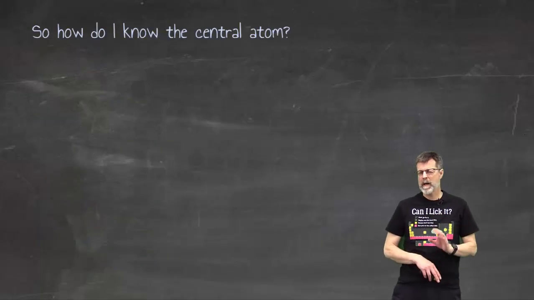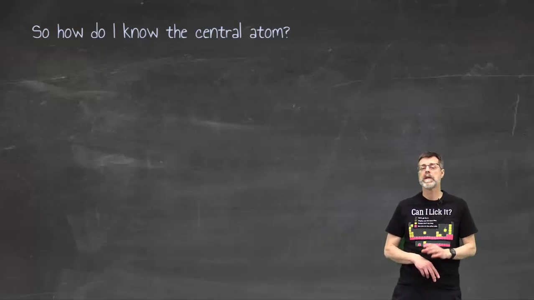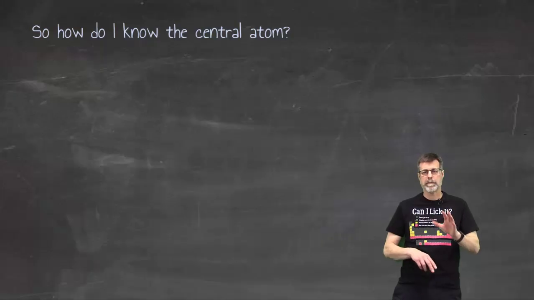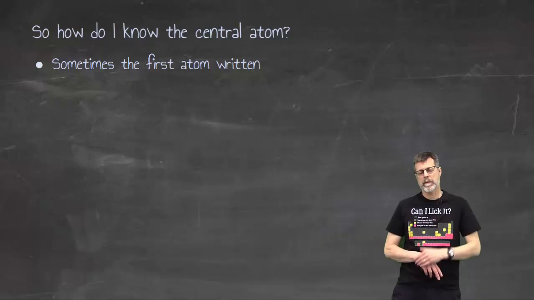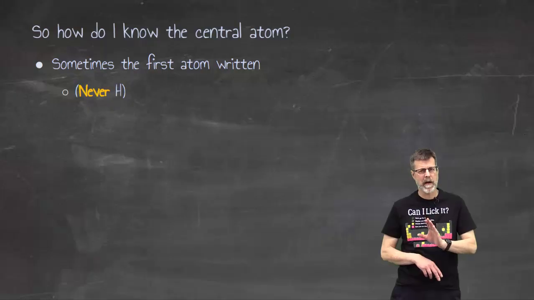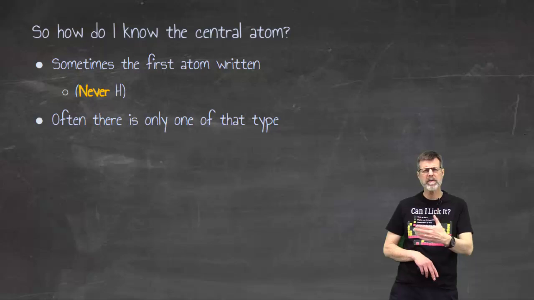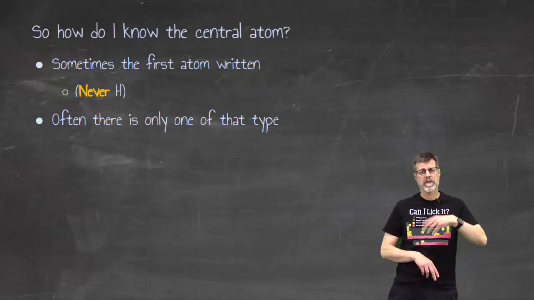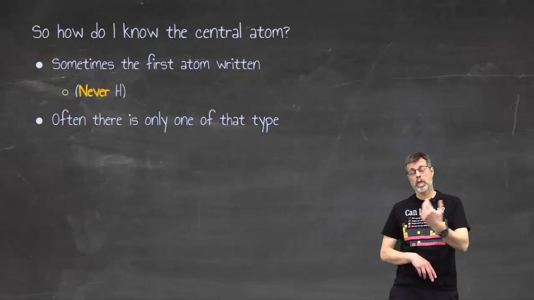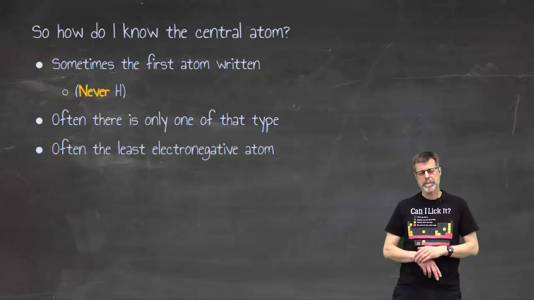Okay, central atom, how do I know that? There's a few things, and it's never going to be one particular rule all the time. We sometimes take a balance between a few rules and see which one makes the most sense. It is sometimes the first atom that's written in the formula. Often, actually, except it's hydrogen, it's never going to be hydrogen as a central atom. Often there's only one of that type. If you look back at the ones we've had so far, it's often been one sulfur with 3 oxygens, or one phosphorus with a few other things.